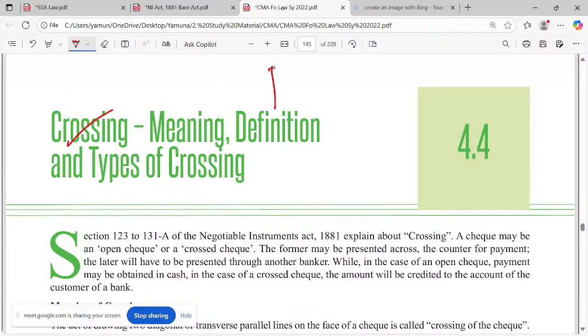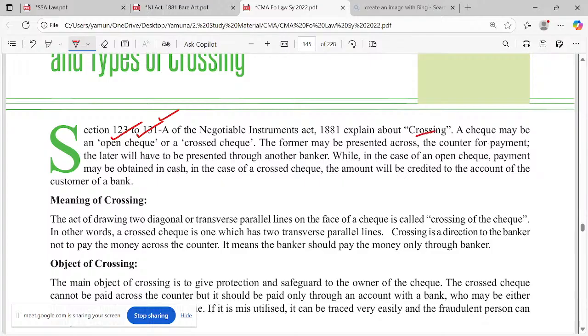So probably if this is a check, you do some crossing over here, right? You remember? Then "account payee", which means only to that payee's account can you pay it. So this crossing indicates that you're going to give some instruction to the banker and the banker will follow that. It follows from Section 123 to 131A of the Negotiable Instruments Act. It clearly deals with what you mean by crossing.